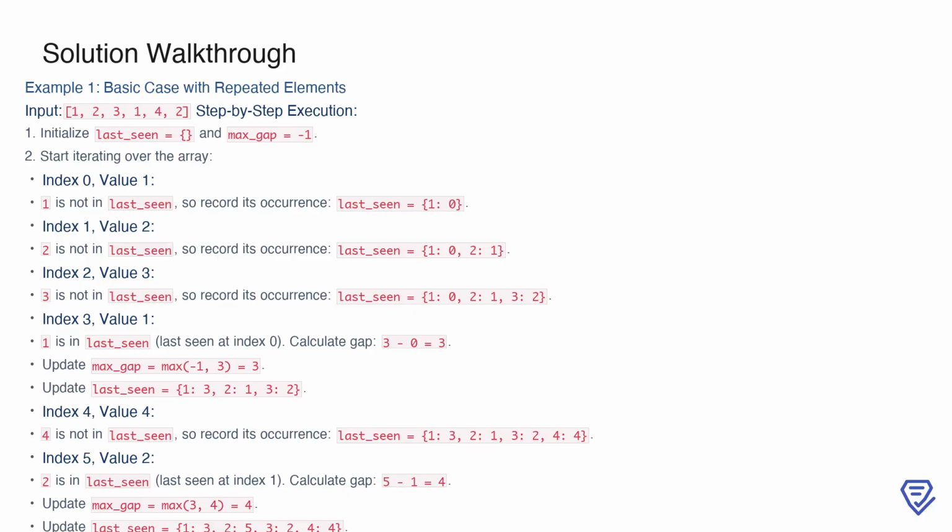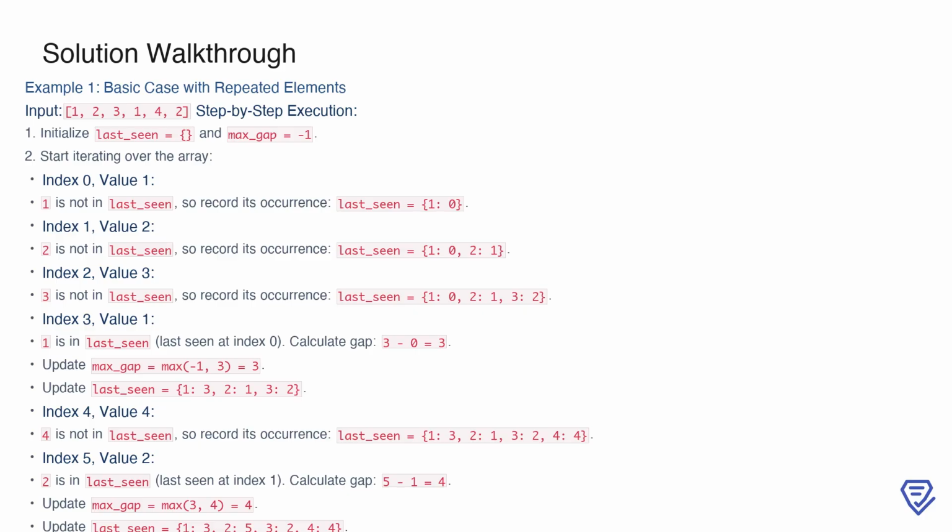When we reach index 3, we encounter the value 1 again, which was last seen at index 0. The gap between these indices is 3 - 0, which equals 3. We then update max_gap to 3, as it's larger than the initial value of -1. We also update last_seen to reflect the new index 3 for the value 1. At index 4, the value 4 is new, so we record its index.